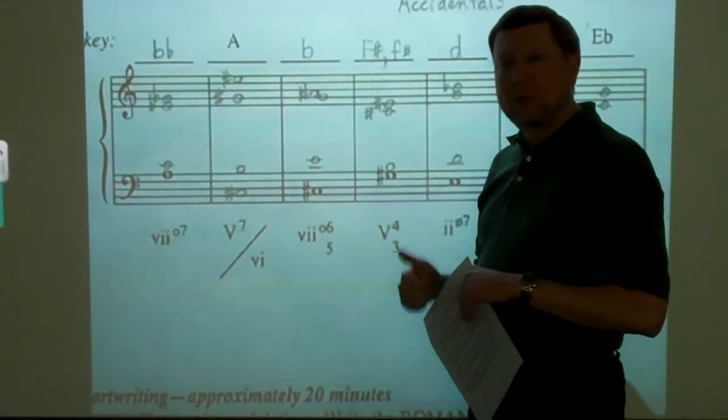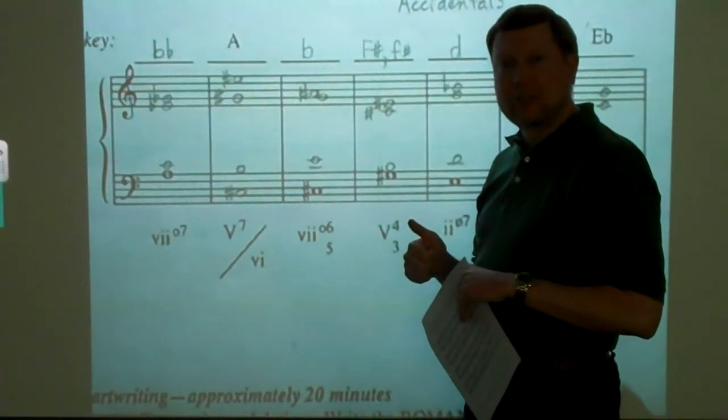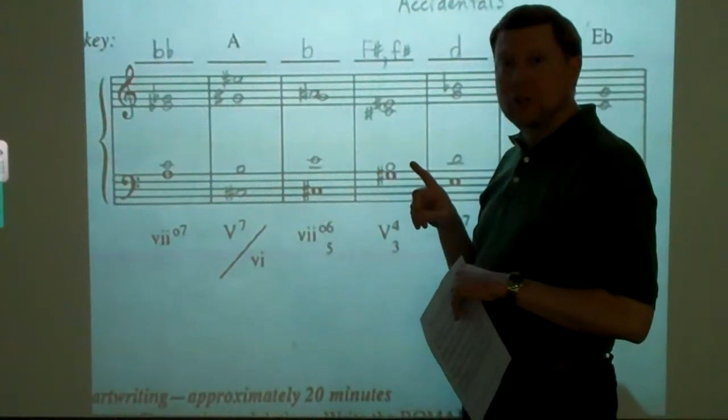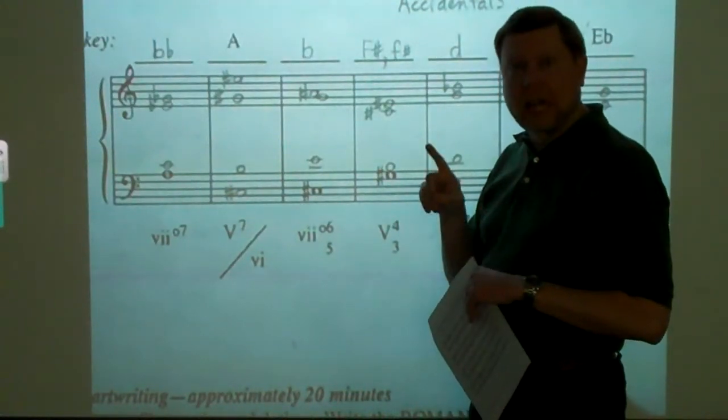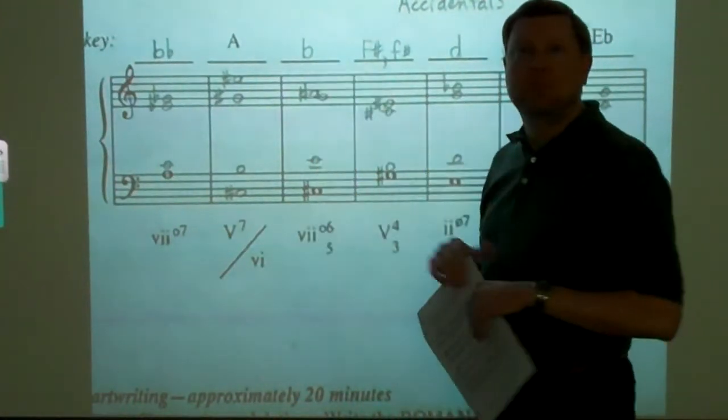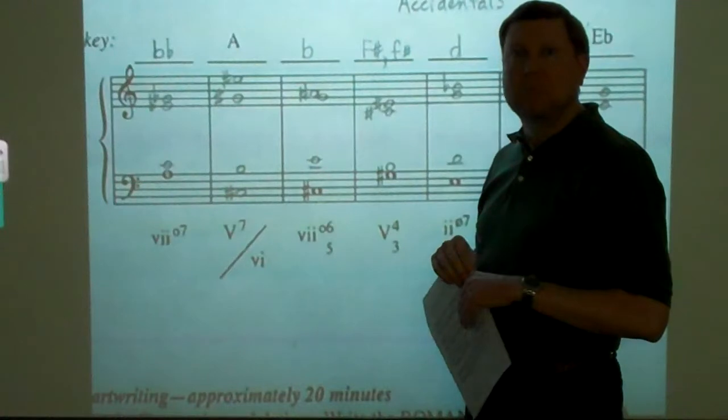Okay, what is a half step above A sharp? If A sharp is scale degree 7, the leading tone, then the tonic note should be B, just a half step above A sharp. And if the tonic is B, then I am in B minor.